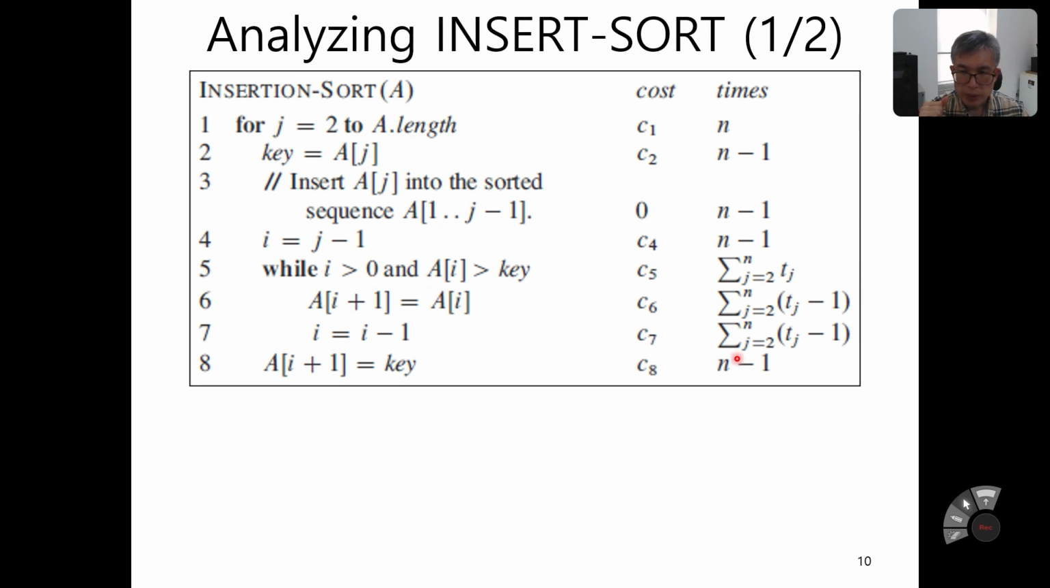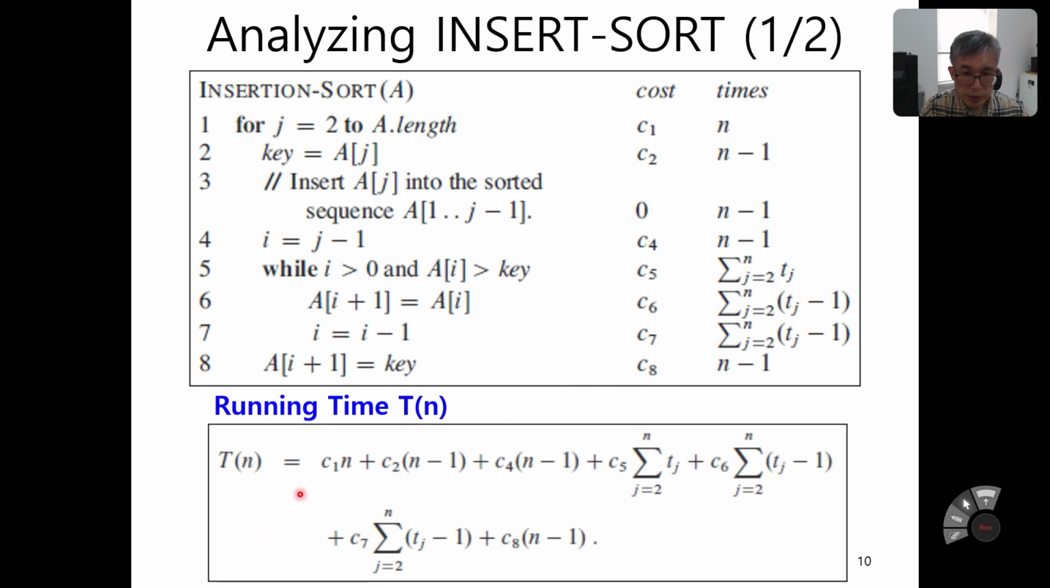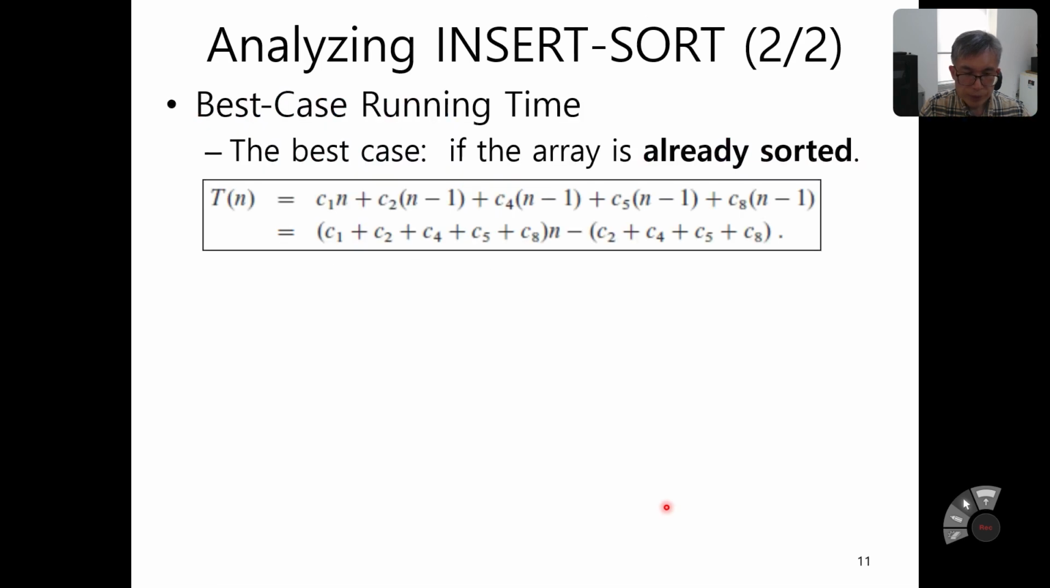And then we have these summations. Finally, we copy the key value to the appropriate position A[i+1], and the cost is c8. This is n minus 1, because it is within the for loop. So for the running time, we sum up: c1 times n, c2 times n minus 1, and so on.